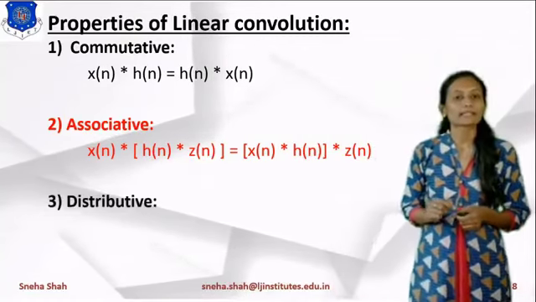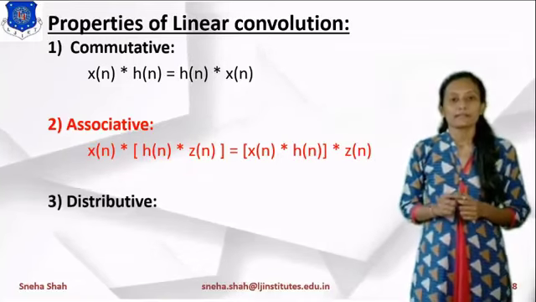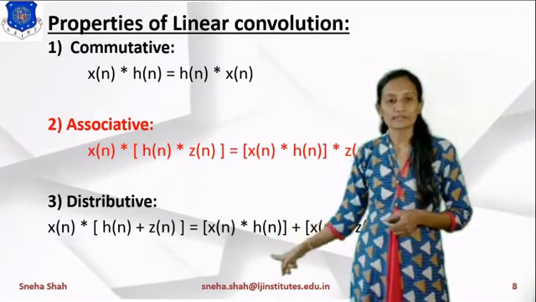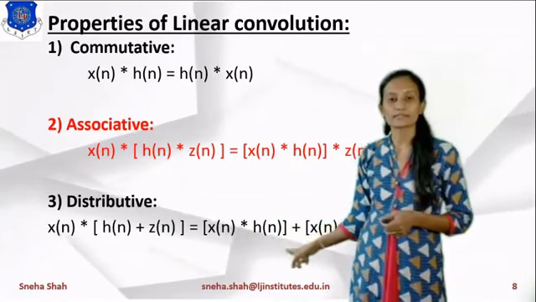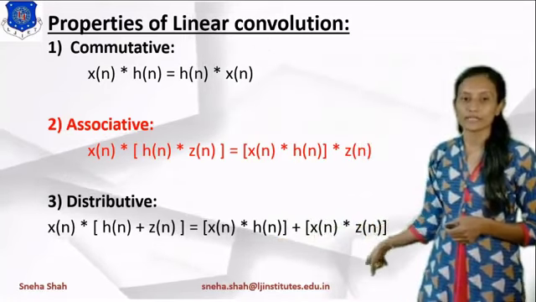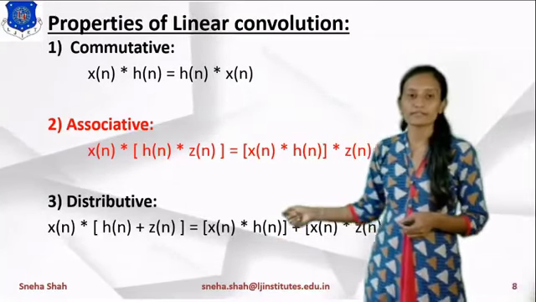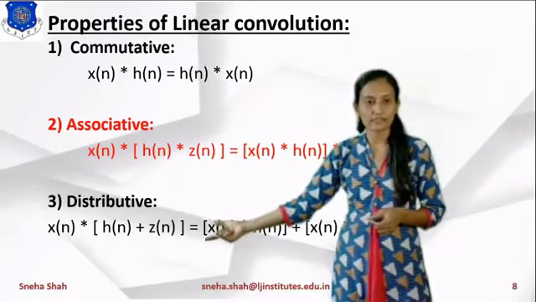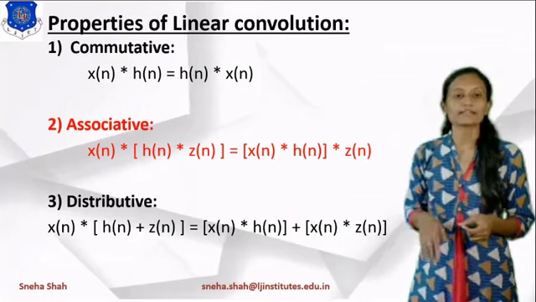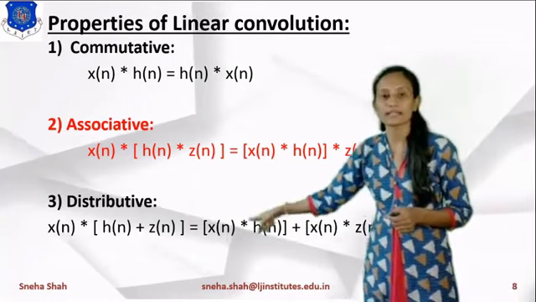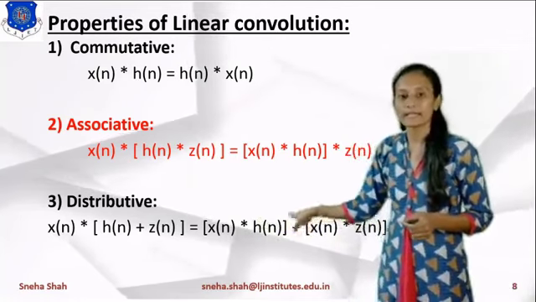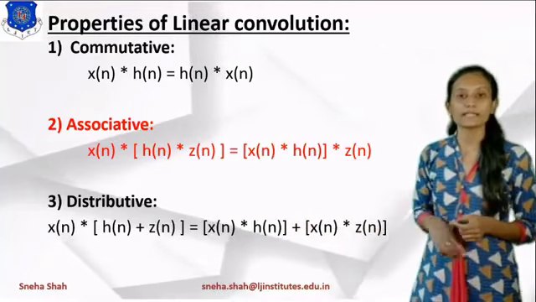And the last property is the distributive property. The distributive property is represented as x of n convolved with h of n plus z of n equals x of n convolved with h of n plus x of n convolved with z of n. It means if we first find the value of h of n plus z of n and convolve the answer with x of n, it will be the same as x of n individually convolved with these two signals and the answers added; the answer will remain the same.